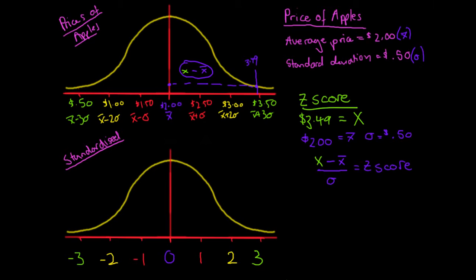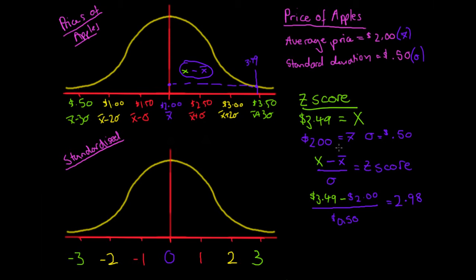So if we then just plug in our numbers, we have $3.49, and we take away our value for the mean, which is $2, and we then divide it by this value of the standard deviation, which is 50 cents. We have $3.49 minus $2 divided by 0.5, and if we solve all of that out, it will give us a z-score value of 2.98. So our standardized value is 2.98.